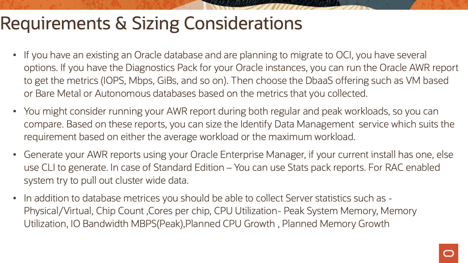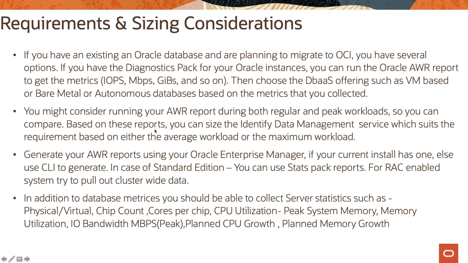A few more considerations: if you have an existing Oracle database and you are planning to migrate to OCI, you have several options. With the Diagnostic Pack, which is available on Oracle instances, you can run AWR reports and get metrics like IOPS, Mbps, or gigabits per second. Then you need to choose the DBaaS offering, such as VM based, bare metal, autonomous, or Exadata Cloud Service, depending on the metrics you have collected from these reports.